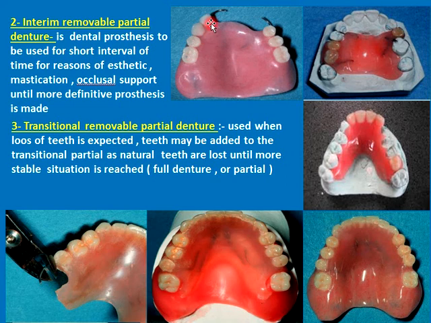For the reason of aesthetics, here the lateral and canine are showing, so it has aesthetics. And for the reason of occlusal support. Of course, when we have this many missing teeth, the opposing teeth need to occlude. These artificial teeth need to occlude with the opposing teeth. So we have mastication, occlusal support, and aesthetics. The patient uses this prosthesis until a more definitive prosthesis is made.